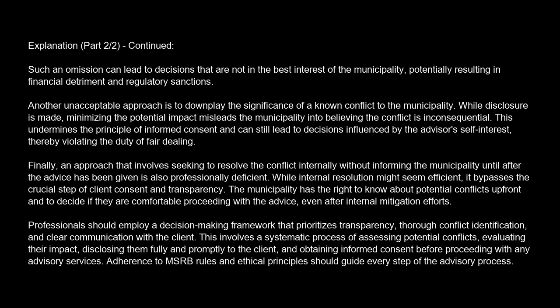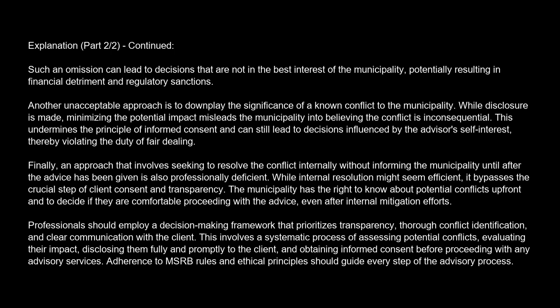Finally, an approach that involves seeking to resolve the conflict internally without informing the municipality until after the advice has been given is also professionally deficient. While internal resolution might seem efficient, it bypasses the crucial step of client consent and transparency. The municipality has the right to know about potential conflicts upfront and to decide if they are comfortable proceeding with the advice, even after internal mitigation efforts.